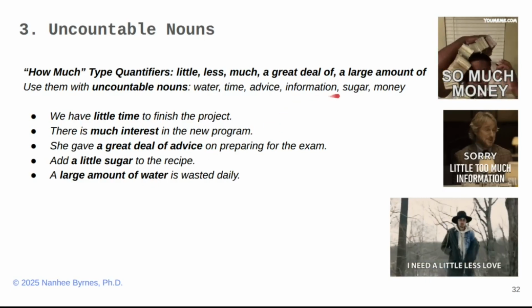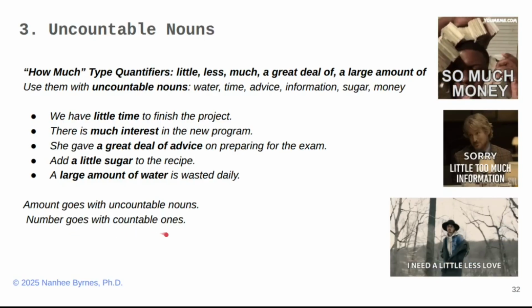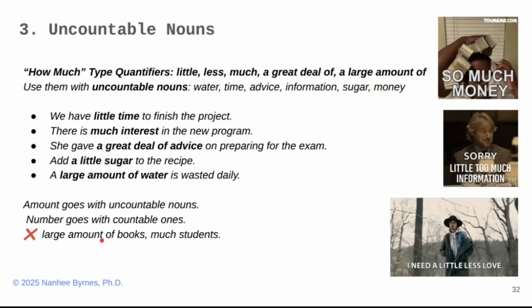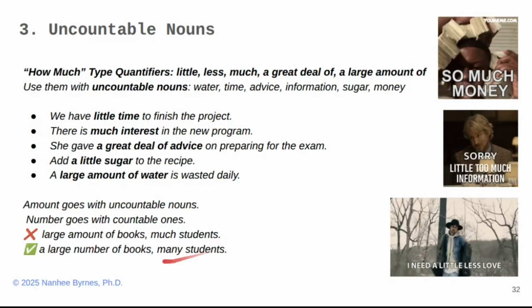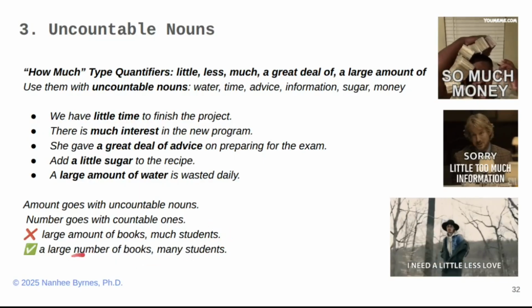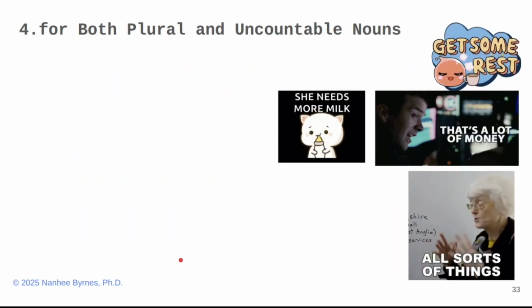Remember, amount goes with uncountable nouns. Number goes with countable ones. So it's incorrect to say a large amount of books or much students. Instead, you'd say a large number of books or many students.